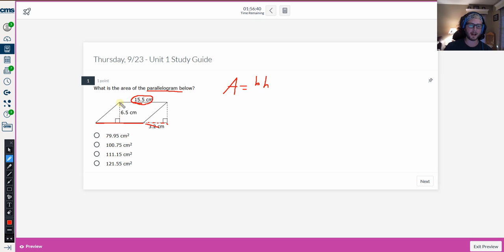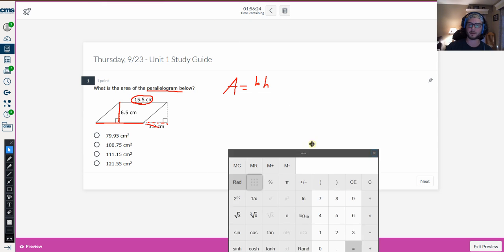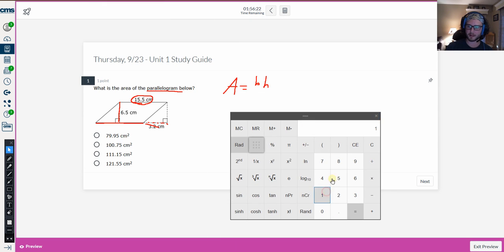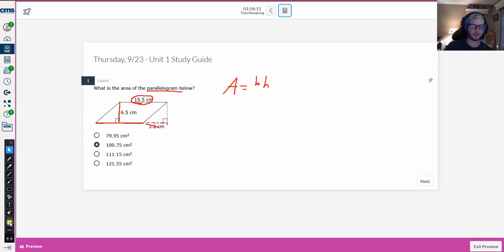This 6.5 is following a dotted line also, but this one is connected to a right angle, and more importantly, it is going straight up and down. So for number one, we wanted to do area is 6.5 times 15.5. So we'll just go ahead and type that in, 15.5 times 6.5. So number one, we should have gotten 100.75. Let's go ahead and move on to the next problem.